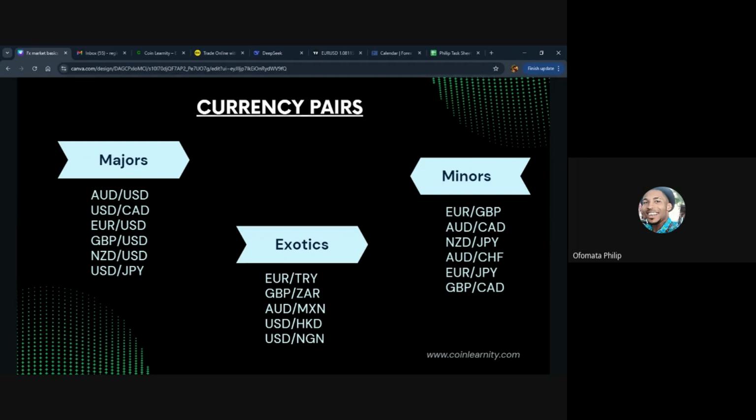Now, it is not that you cannot trade these exotic pairs. For one thing, these exotic pairs have the most volatility, meaning they move with a lot of volatility. What is volatility? Volatility is simply the movement of a particular currency pair within a short period of time. So you can actually see a currency pair like GBPZAR, which is Great Britain pound paired with the South African rand, move massively within a very short period of time, and that is because there is not enough liquidity.